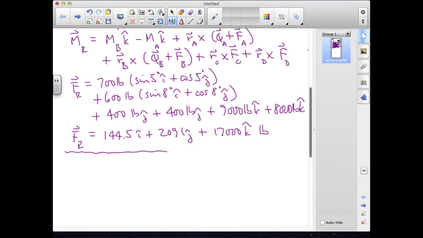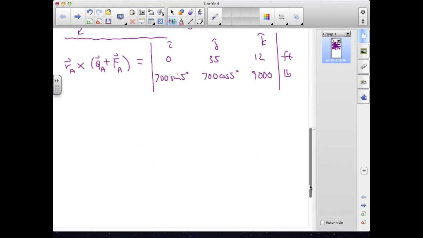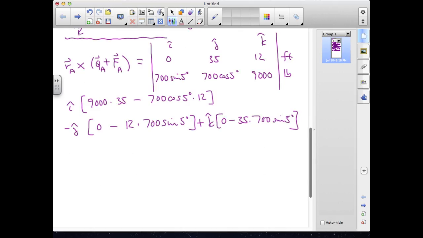Now we'll consider each of the moment terms. For the first cross product term in the resultant moment, we have this RA cross QA plus FA. RA has components 0, 35, and 12 feet, and the sum of QA and FA have the components shown here: 700 sine 5 degrees in I, 700 cosine 5 degrees in J, and 9,000 pounds in K. We can evaluate that cross product and get these results. And if we evaluate all that, we end up with these numbers for the moment about O from the forces at A.